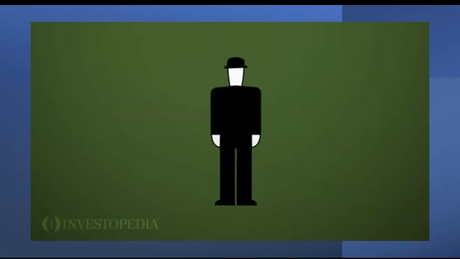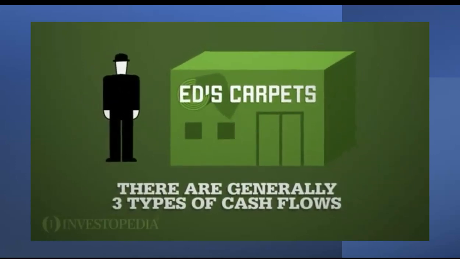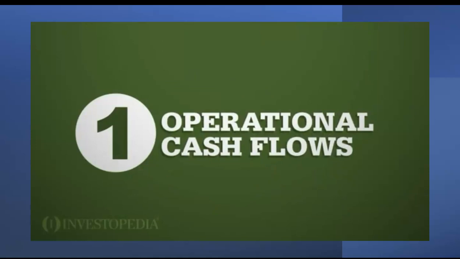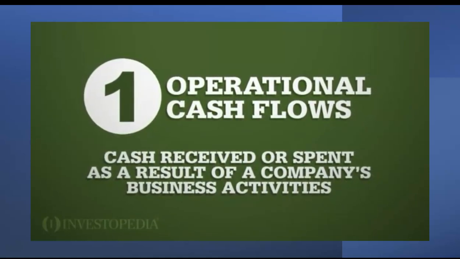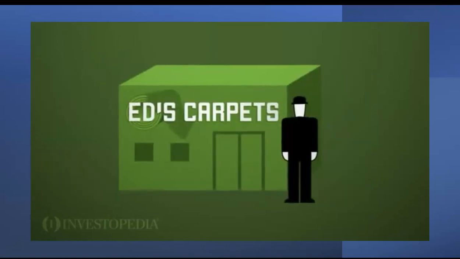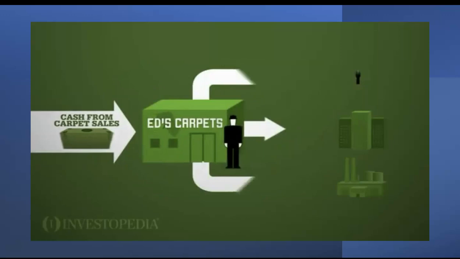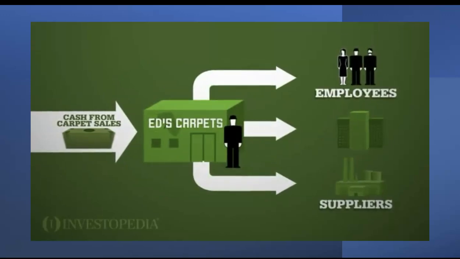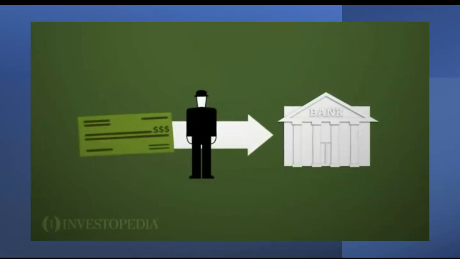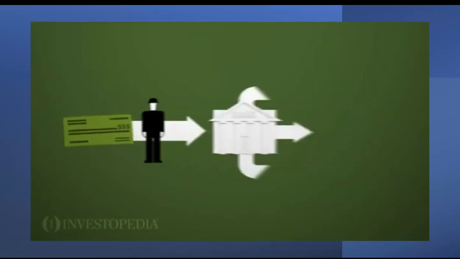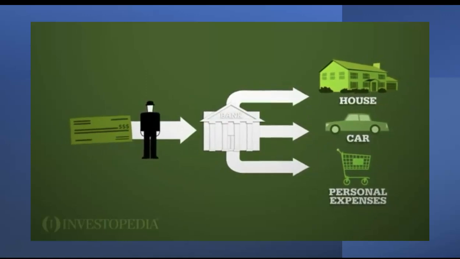Whether we are talking about Ed or his business, there are generally three types of cash flows. 1. Operational cash flows refer to cash received or spent as a result of a company's business activities. For example, a business like Ed's Carpets brings in cash by selling carpets and sends cash out to pay employees and suppliers. Similarly, Ed pays himself a salary, providing cash flow to his personal account. Cash will flow out to pay for his expenses such as food and housing.